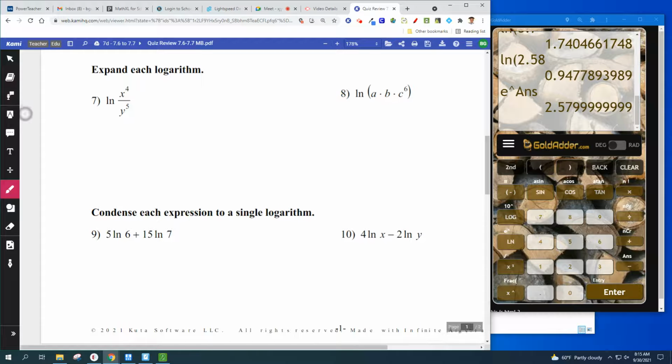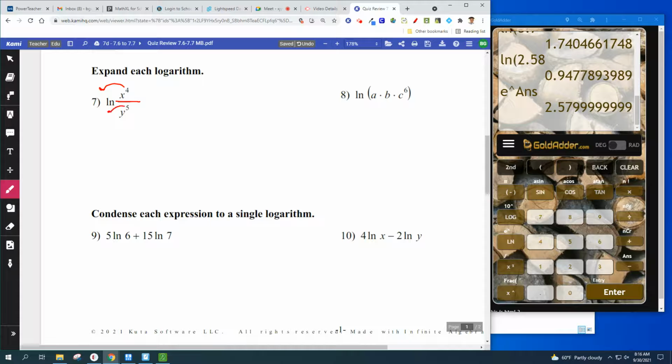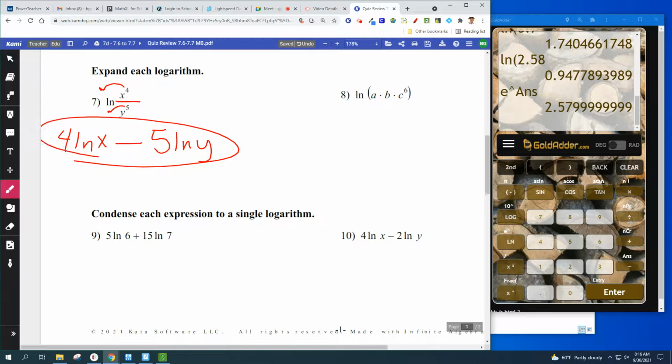Now we do these properties, expand, and we remember this is going to change into minus, and this exponent is going to go to the front. So it's going to end up being 4 natural log of x minus 5 natural log of y. Over here, we know times is going to change to plus, and that exponent's got to go in the front. So it's going to be natural log of a plus natural log of b plus 6 natural log of c.